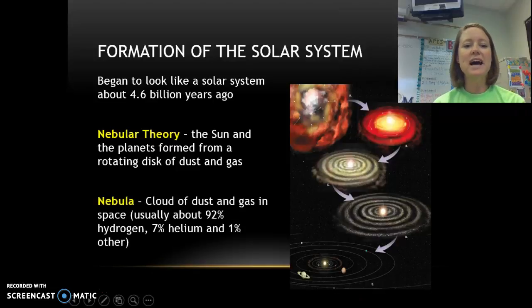So the nebula is that cloud of dust and gas in space. They're usually about 92% hydrogen, 7% helium, and 1% other materials. And we're going to come back and talk about hydrogen and helium when we talk about nuclear fusion, which is where the sun gets its energy.